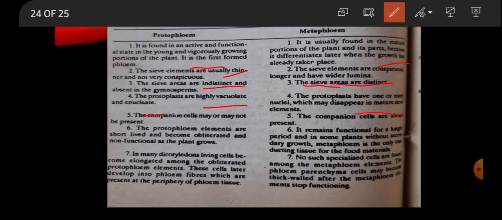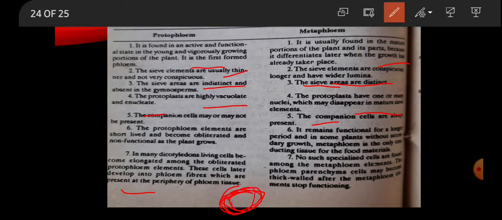In protophloem, the protoplasts are highly vacuolate, means there will be a large vacuole, but in metaphloem, there is a small vacuole. In protophloem, the companion cells may or may not be present, but in metaphloem, because they are present in the higher plants, companion cells will always be present. The protophloem elements are short-lived, while the metaphloem elements are long-lived. In many dicots, protophloem has living cells, which later develop into phloem fibers.